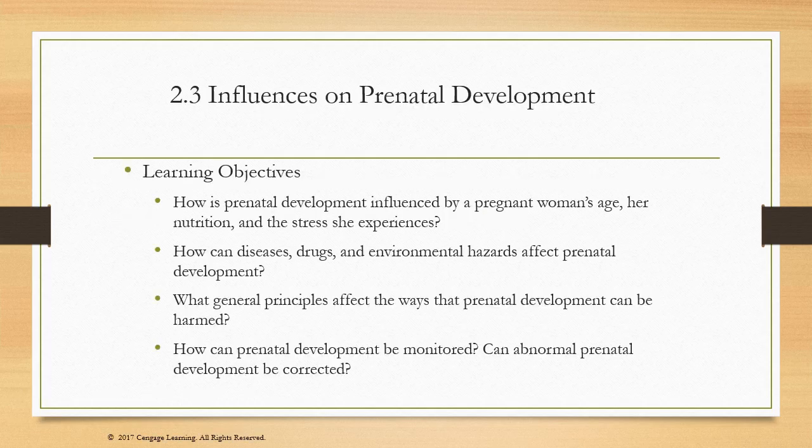So now that we understand the 3 periods of prenatal development, let's look at some of the things that can influence prenatal development. So our learning objectives for this part of Chapter 2 are: how is prenatal development influenced by a pregnant woman's age, her nutrition, and the stress she experiences? How can disease, drugs, and environmental hazards affect prenatal development?